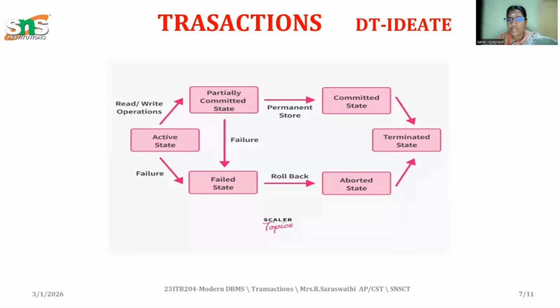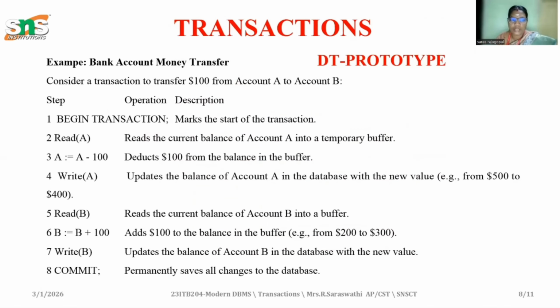If it is stored in permanent storage, it is committed. If it goes to a failure state, then roll back to the abort state. For example, take a bank account money transfer. The transaction transfers $100 from account A to account B. These are the steps to follow to transfer the amount from account A to account B.